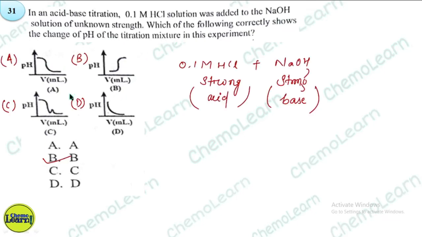Here we are given 0.1 M HCl, that is a strong acid, and NaOH, that is a strong base. So, the curve for strong acid and strong base is option B. This is the pH change upon the addition of NaOH, a strong base, into a strong acid.